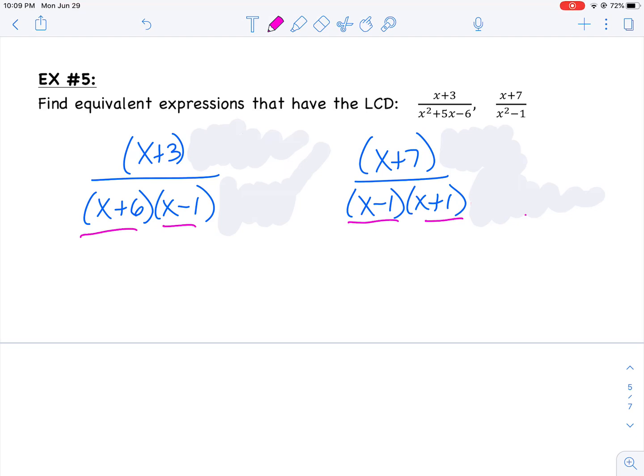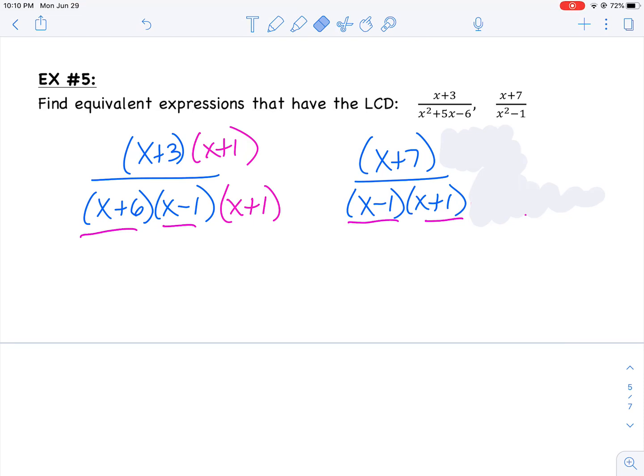If you look at the first fraction, it has an x plus 6 and an x minus 1. What factor is it missing that the second fraction has? Is it missing an x plus 1? So in order to get a common denominator, I need to give him an x plus 1. But remember from before, if I want to keep them balanced, if I multiply the bottom by x plus 1, I have to make sure that I multiply the top by x plus 1.